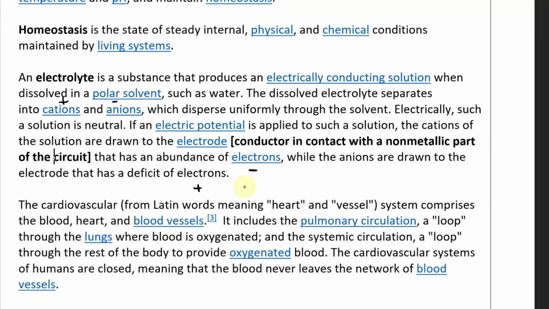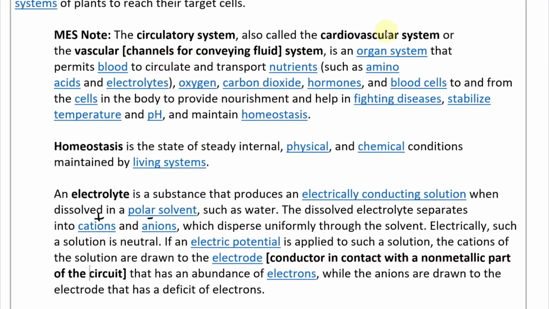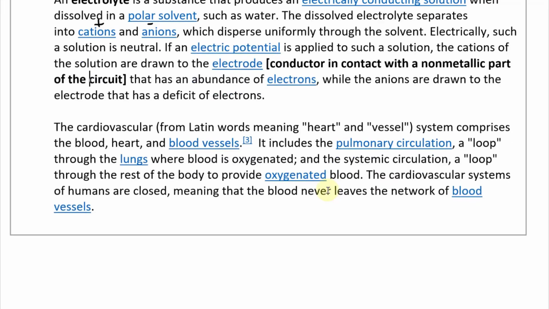All right, let's just erase these now. And going further, the cardiovascular system, remember this is the circulatory system, also called the cardiovascular system. The cardiovascular system, from Latin words meaning heart and vessel, comprises the blood, heart, and blood vessels. It includes the pulmonary circulation, which involves the lungs, a loop through the lungs where blood is oxygenated, and systemic circulation, which is a loop through the rest of the body to provide oxygenated blood.